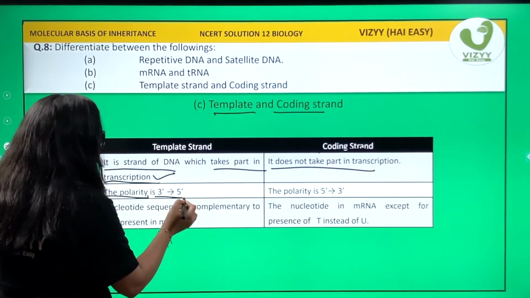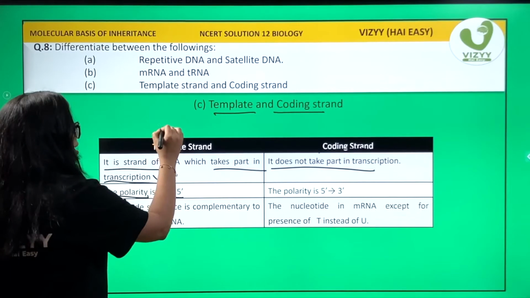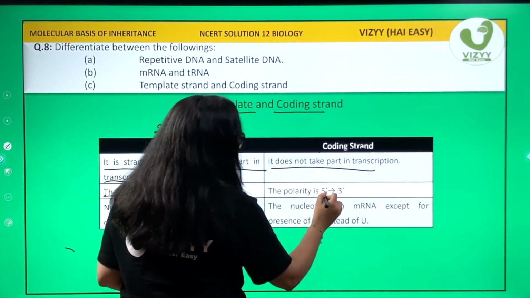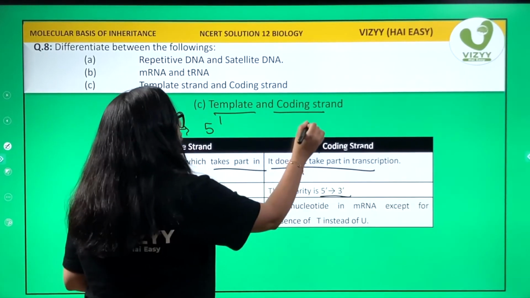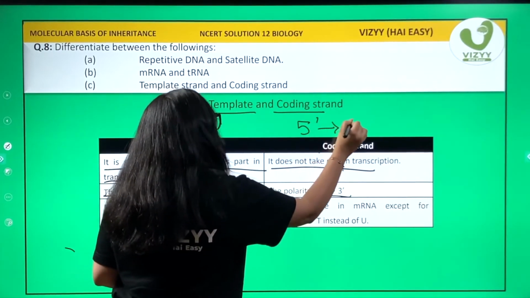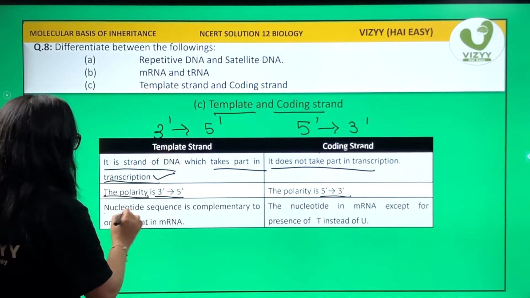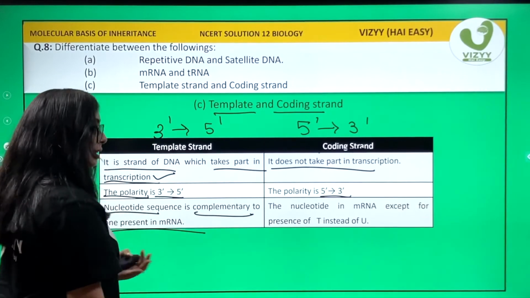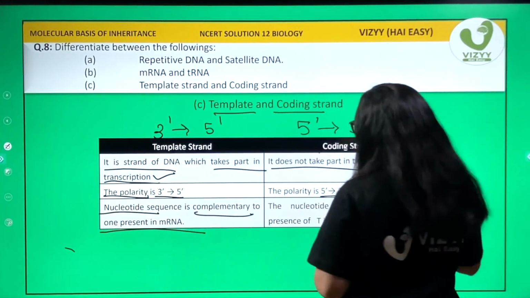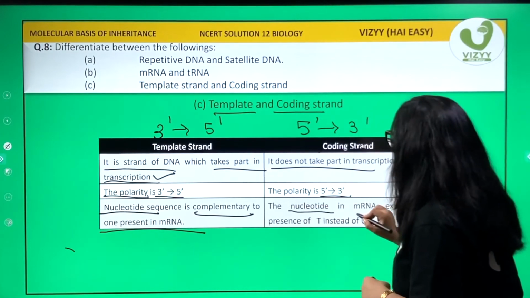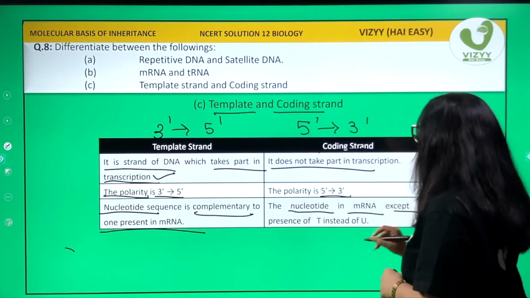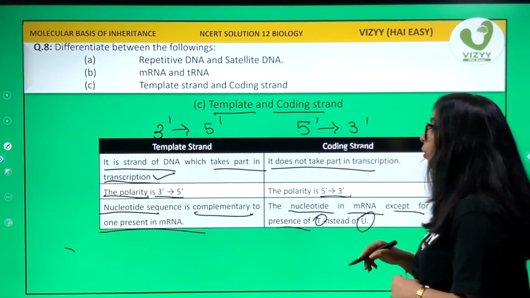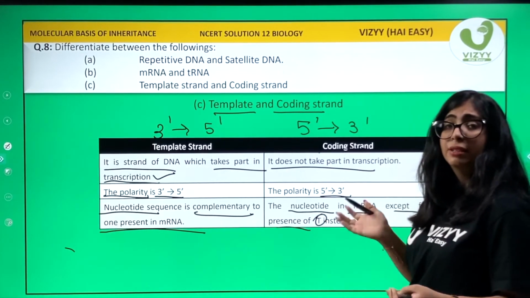Polarity is from 3' to 5'. The template is 3' to 5'. In the coding strand, polarity is opposite to this one. It is from 5' to 3'. Now, the nucleotide sequence of the template is complementary to the one present in the mRNA, whereas the coding strand has the same nucleotide sequence as the mRNA, except that in place of T we have got U. Okay, students? So this is a basic difference.